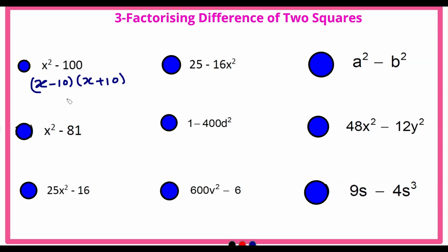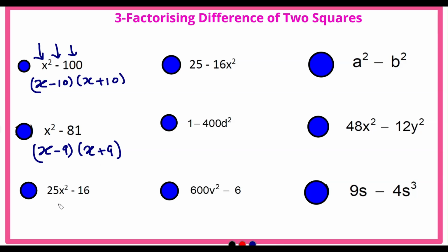10 times 10 is 100. And why do we call it difference of two squares? Because this is a square, that's a square, and that's a difference between them. What about that? Same thing. So it's x minus 9, x add 9. What happens if I swap the brackets? Nothing. It doesn't affect anything.